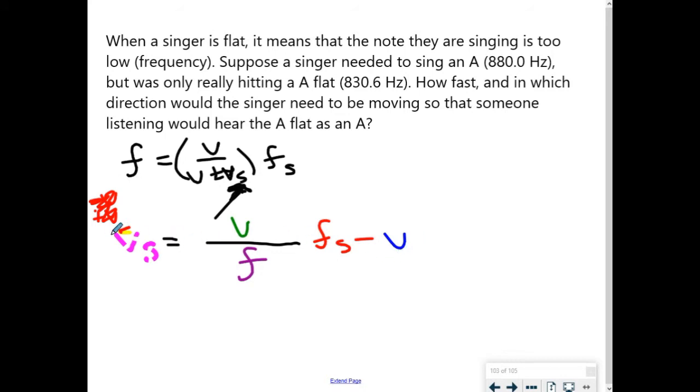The last problem you have is that there's still a negative sign in front of this Vs right here. So here's what I'm going to do. I'm just going to ignore the negative. When I solve this equation, I'm going to get a negative number, and I'm just going to make it positive.